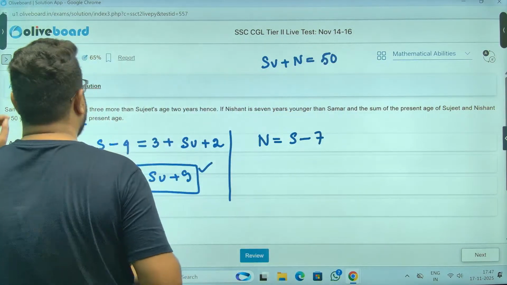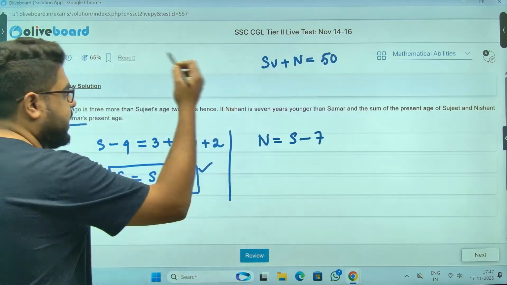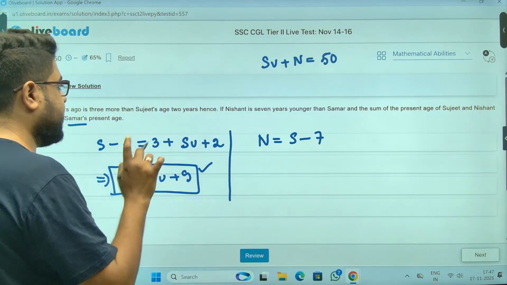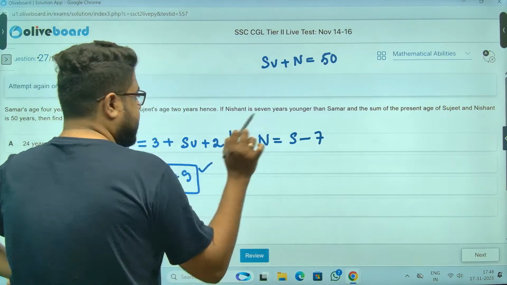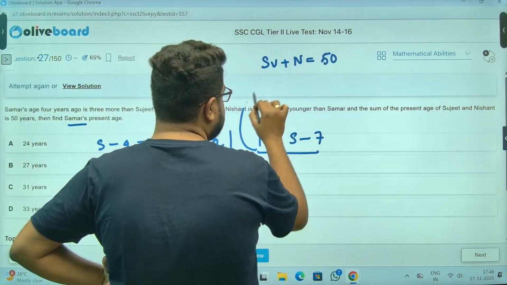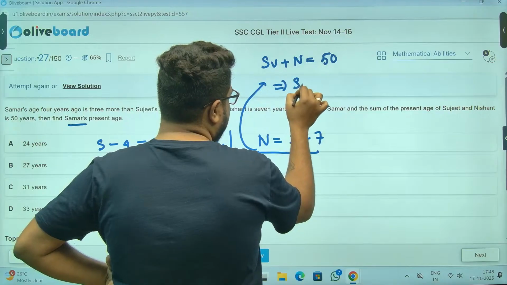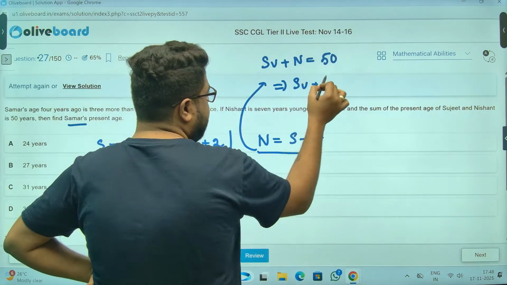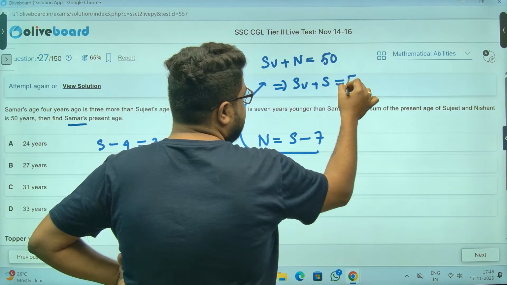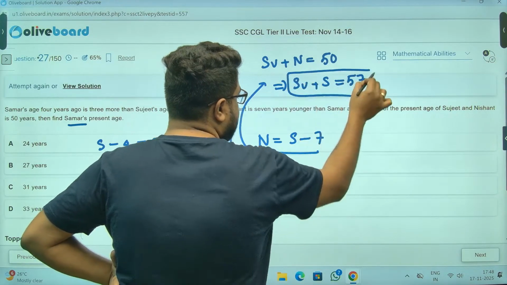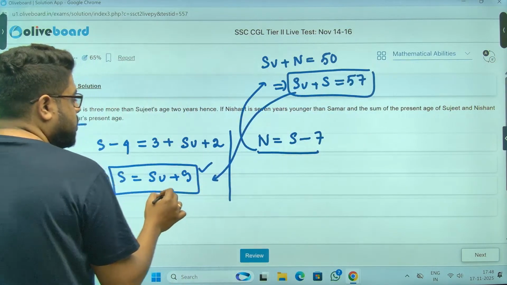I need to find Summer's age. 2 or 3 equations I know. Summer, I need S. So let's do one thing, sir. Put this value into this equation. So SU plus, instead of N, I'm writing S minus 7. So S minus 7 will go that side, so it will become 57, sir. Write this in here.